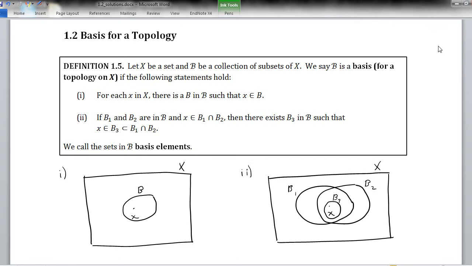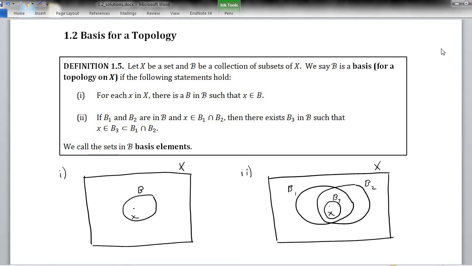Section 1.2, Basis for a Topology. The purpose of a basis is that most of the sets X we're going to be dealing with are going to be infinite sets, and therefore a topology on such a set is going to be usually an infinite collection of subsets of an infinite set. And such a monster can be difficult to work with at times. In fact, it can even be difficult to specify.